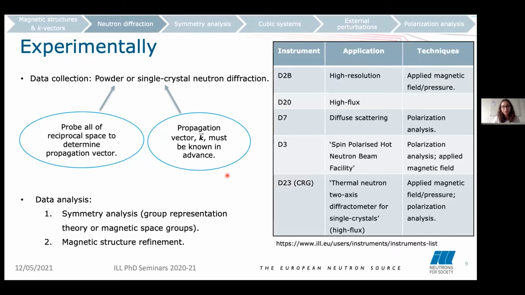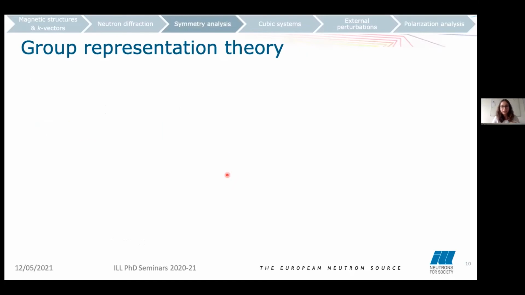So we've collected our neutron diffraction data, and now we want to do some symmetry analysis on it. We won't go deep into group theory, but it's nice to understand how useful a tool it is to solve a magnetic structure. And the first thing we need is to determine our propagation vector, which we do by indexing the magnetic peaks in our diffraction pattern.